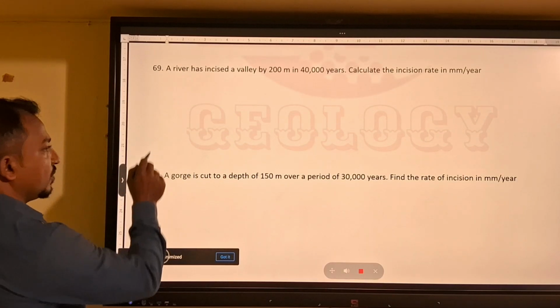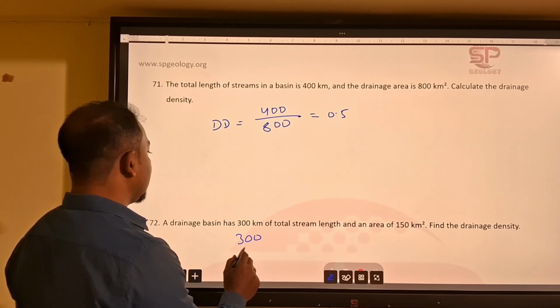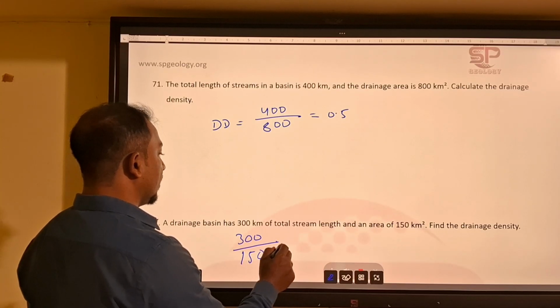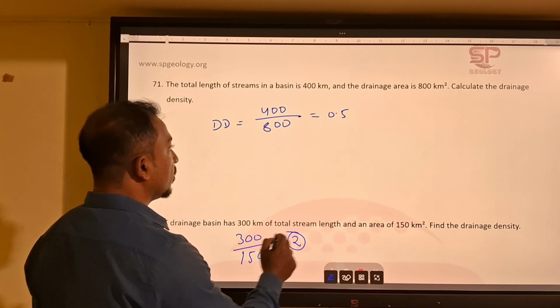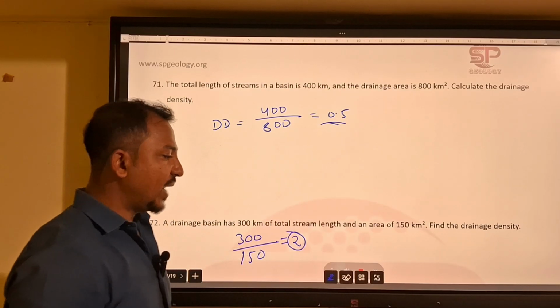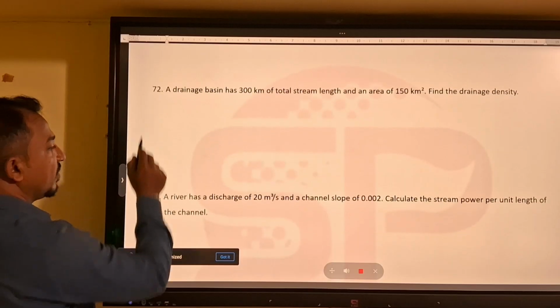Okay, let's move to next. Also a similar question where the length of all streams is given 300 and the area 150. So it will be 2. The density will be 0.5. So these are for practice, so that you can remember the formula.